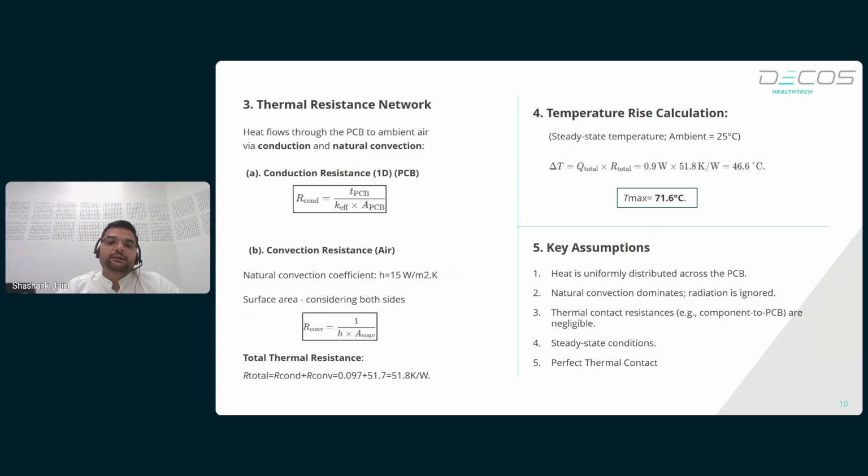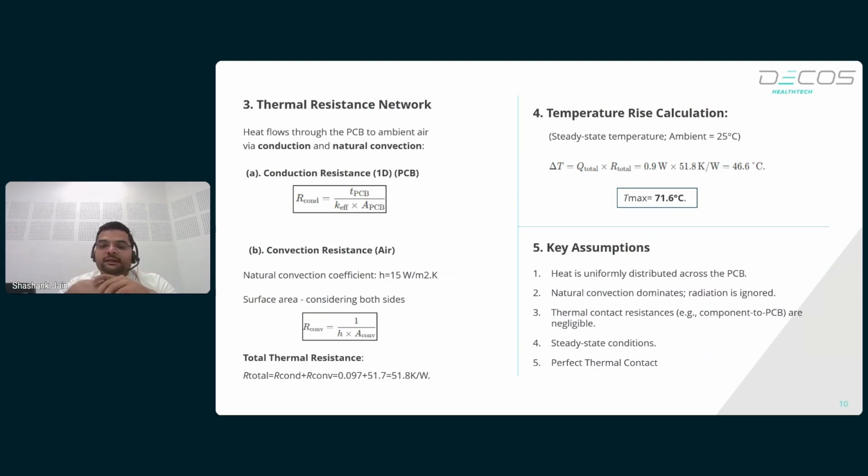The first one: we are considering that the entire PCB surface has uniformly distributed heat. In the actual case, it may not happen, but because we are using formulas, certain assumptions come along with the formula. The second one is that natural convection dominates and radiation we are ignoring, as I already mentioned. Thermal contact resistances are negligible. There is no heat loss when heat moves from one body to the other, for example, component to PCB.